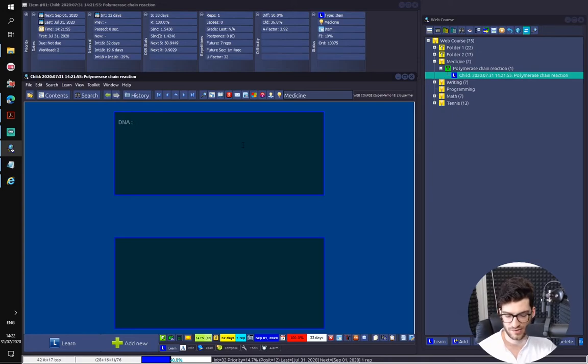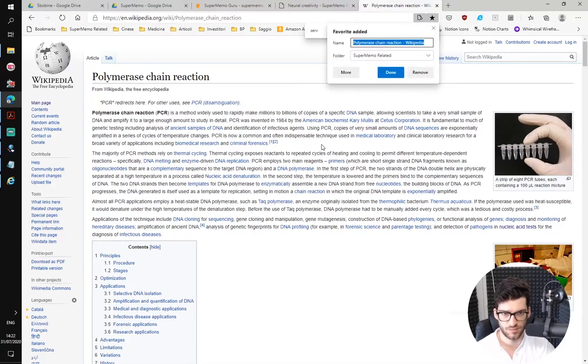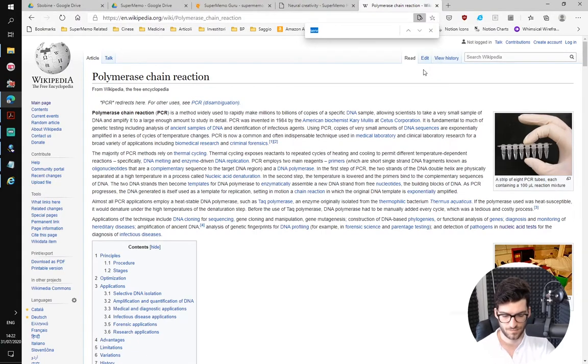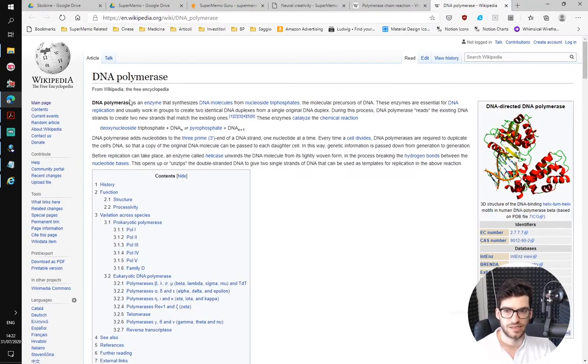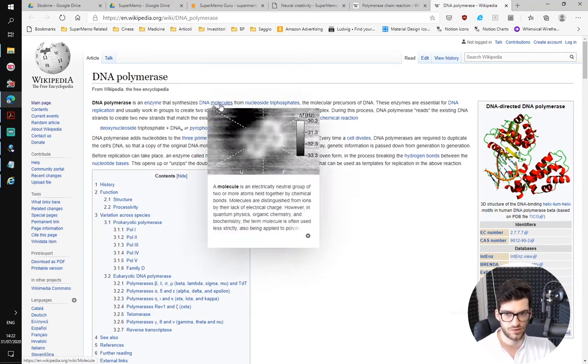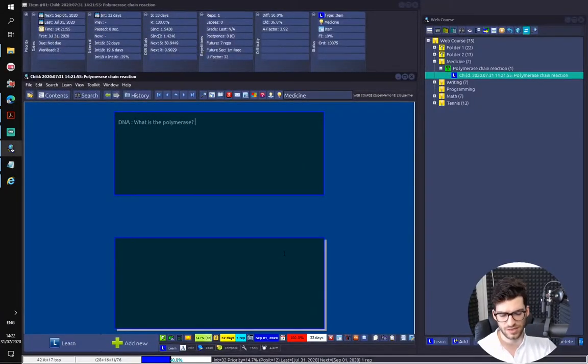Spoiler, it's about DNA. Okay, so DNA, what is the polymerase? How do you pronounce it? Not sure. So polymerase. Okay, so you now go here and you see: enzyme that synthesizes DNA molecules. And so you say, oh, it's an enzyme. So the answer here, keep it simple.